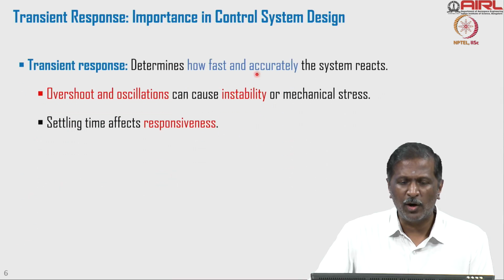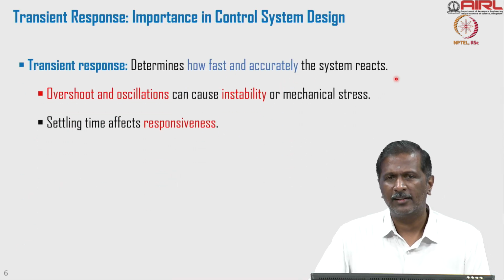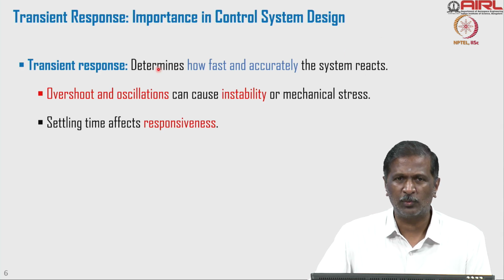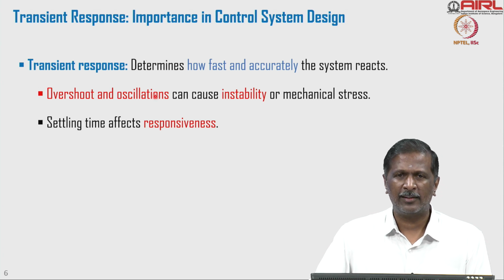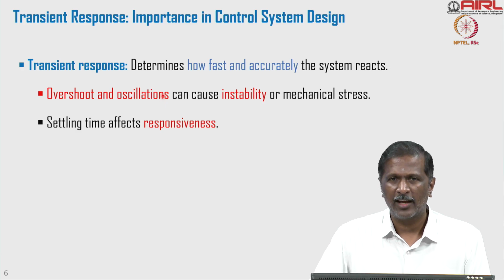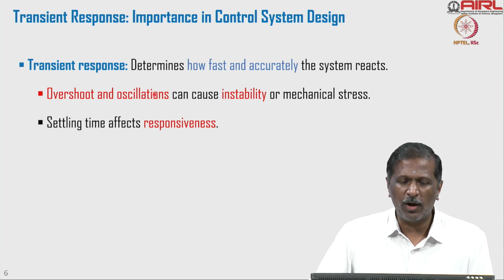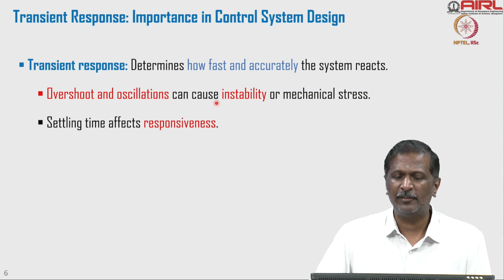So we look at how fast or how accurate the system reacts. That is what we are looking at in the transient response. We look at overshoot. Suppose I want my speed to increase from 10 to 12 meter per second. How much does it increase beyond 12? How long does it oscillate? Those are important for us.